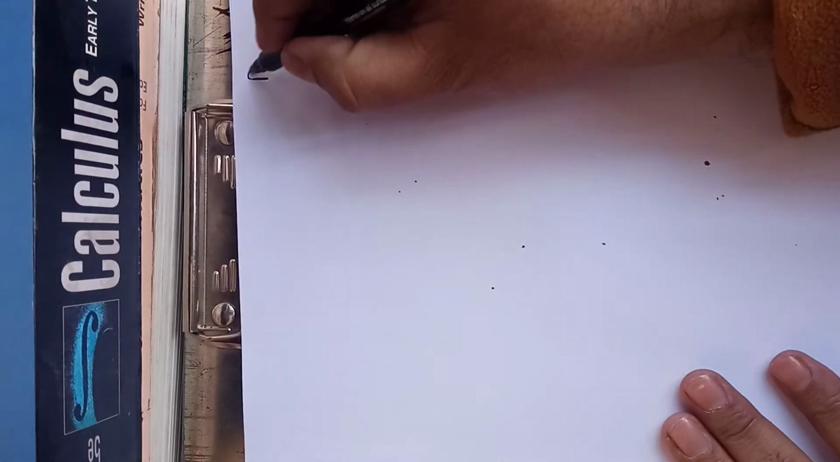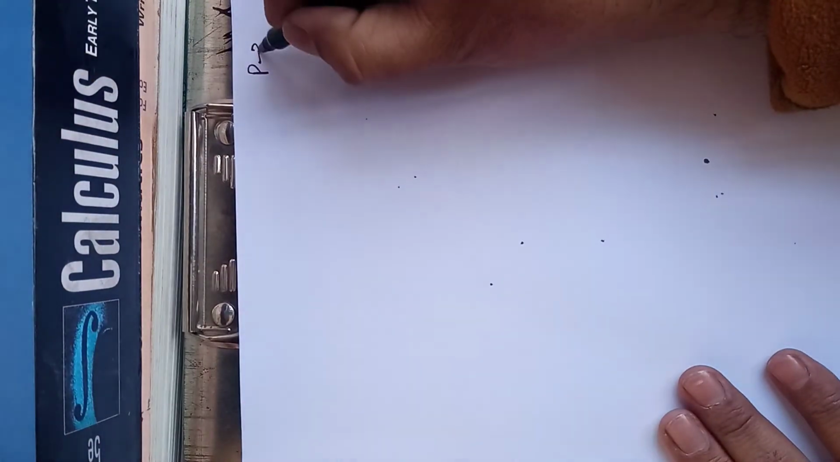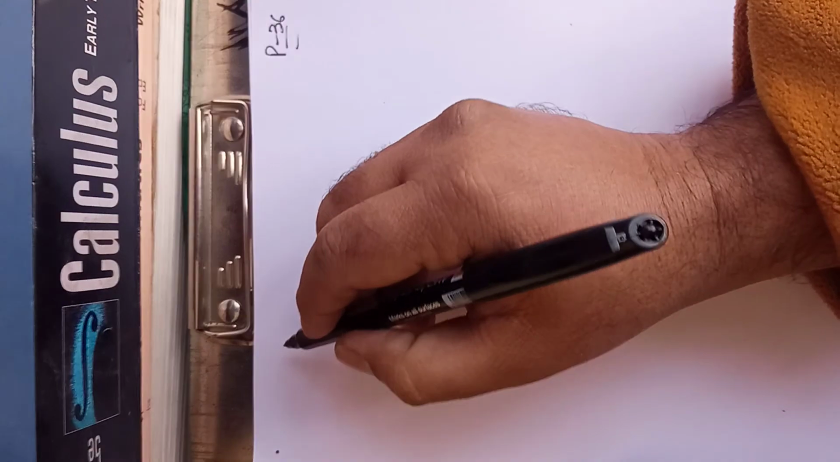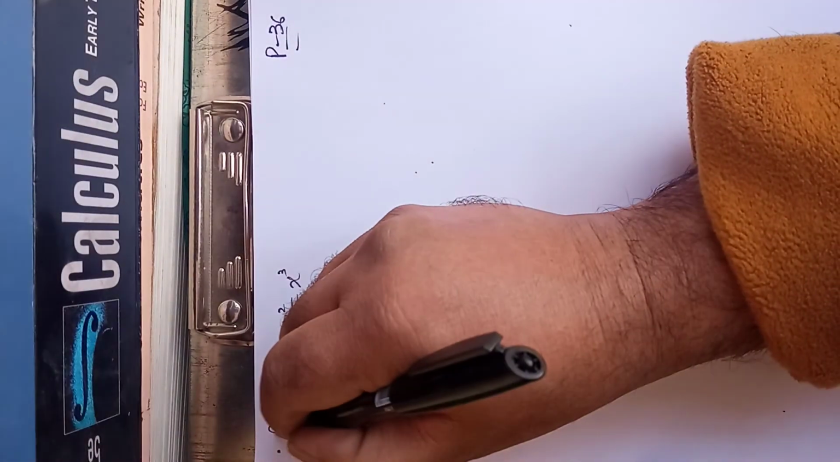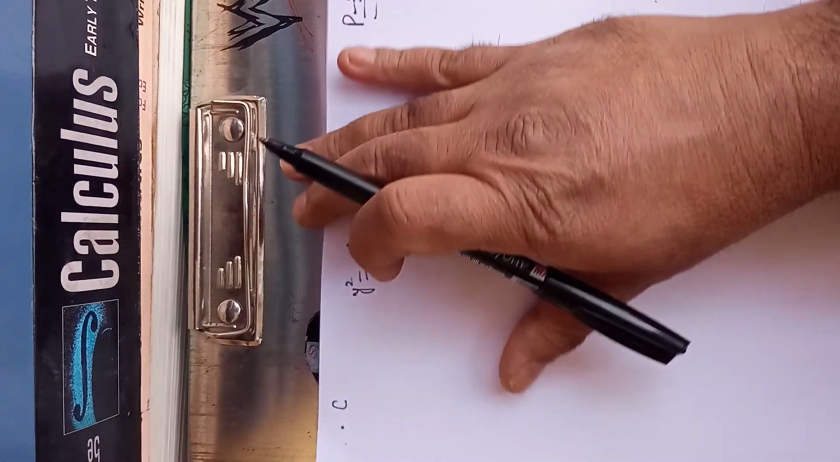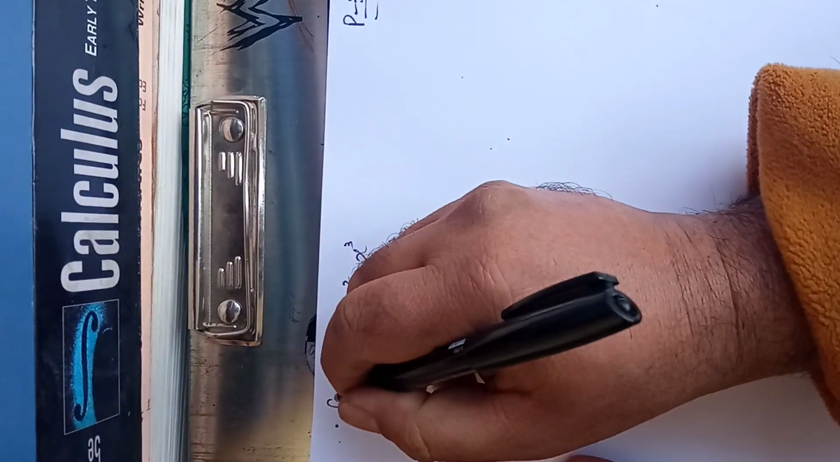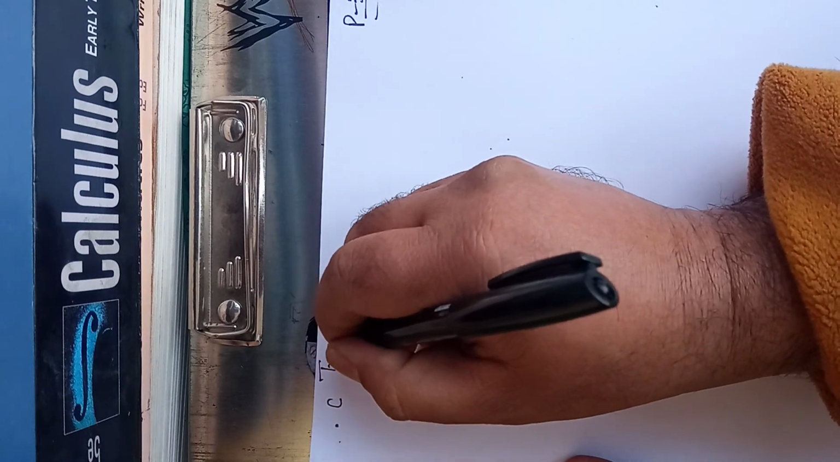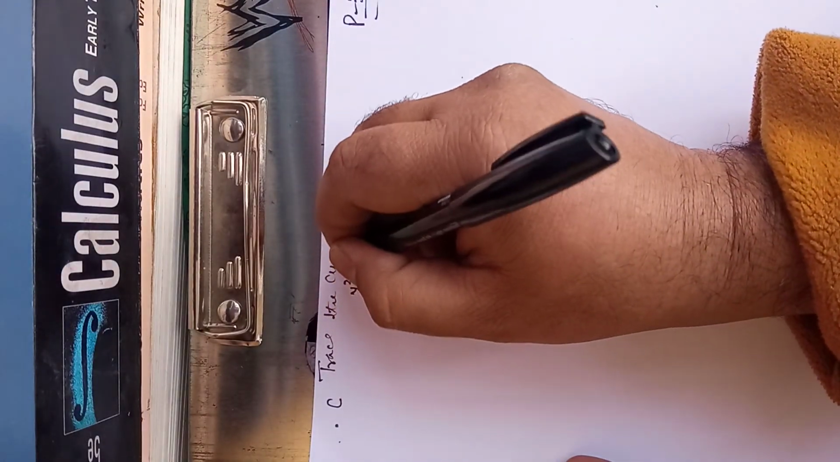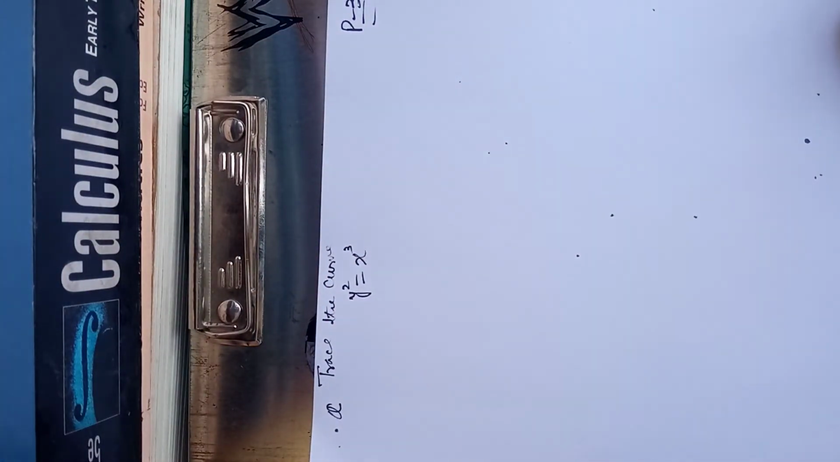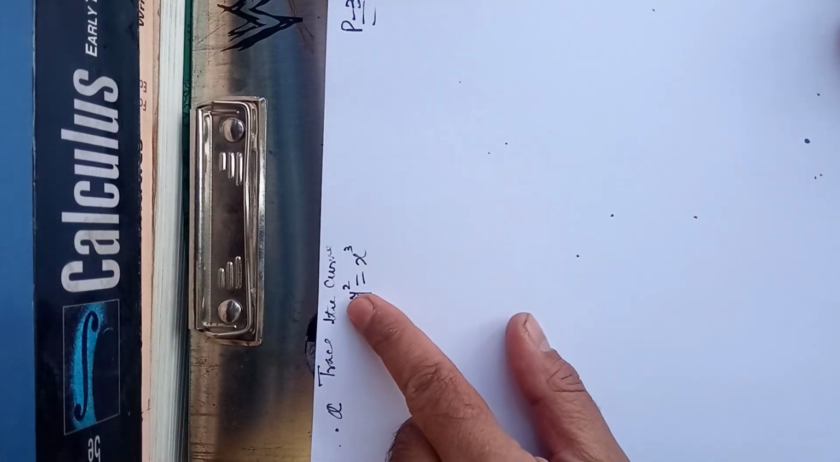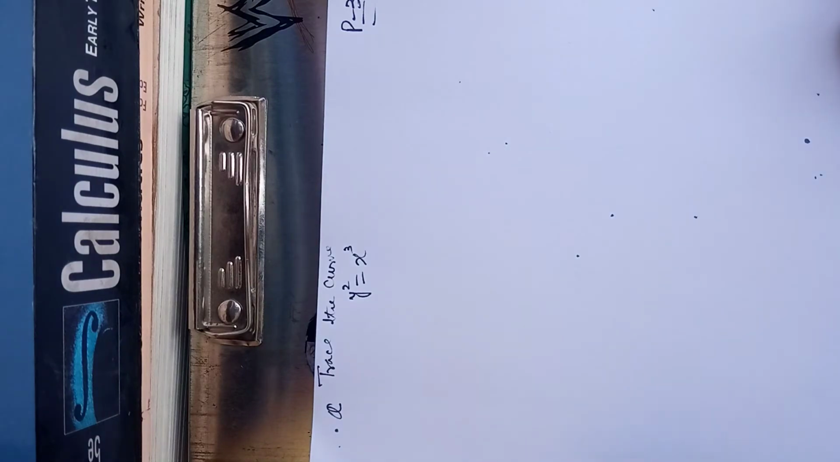Now page, how much it was? 36. Let me take a very simple example. Your y square equal x cube. Trace the curve. See, you have y square equal x cube. Obviously, even powers of y are there. So the curve will be symmetric about x-axis, right? This is the first one.